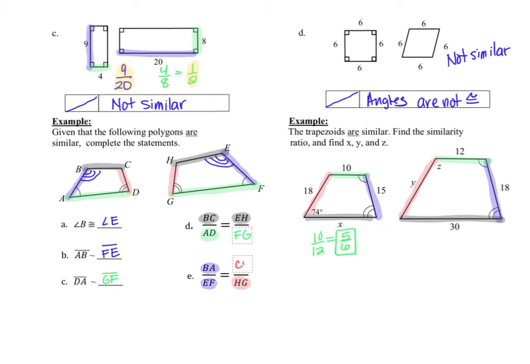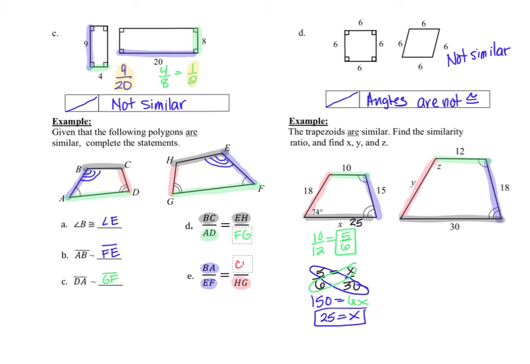So let's first find X. I know my similarity is 5 over 6, so that means I can write a ratio of X to 30, and then I can cross multiply and divide. So 5 times 30 is 150, and then 6 times X is 6X. When you divide by 6 on both sides, you get an answer of 25 for X.